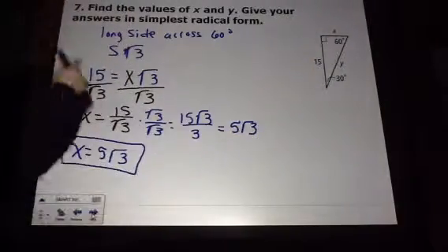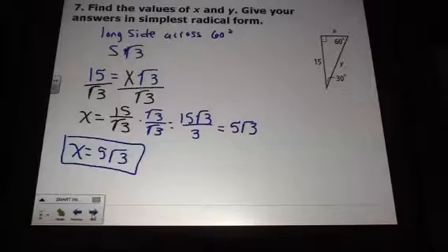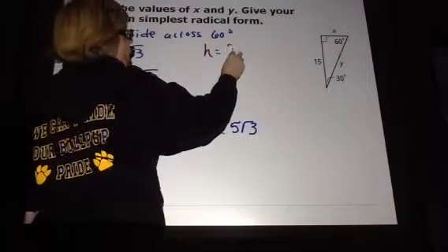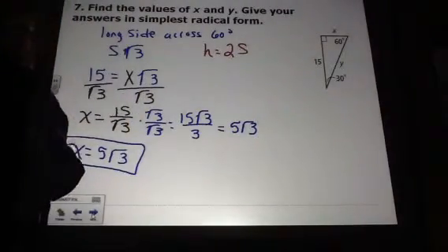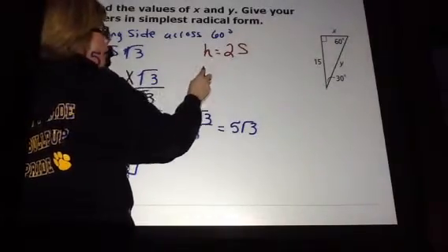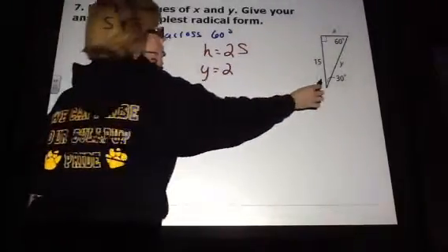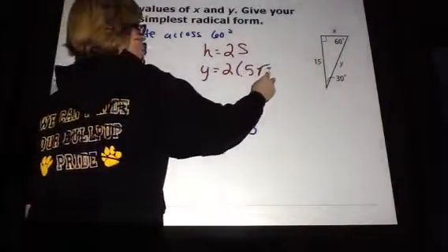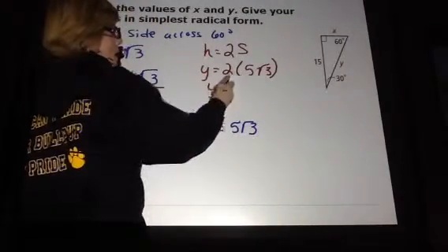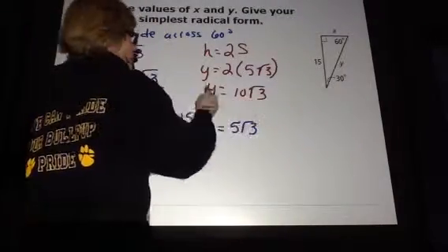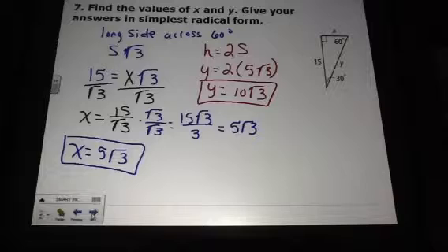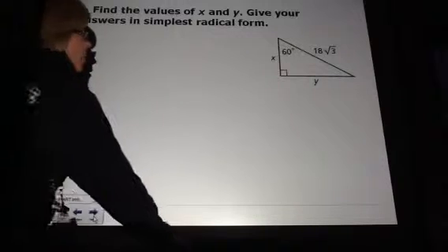Okay, now our y is our hypotenuse. Y is our hypotenuse, and remember our hypotenuse is where we take the shorter side and we double it. Okay, well let's substitute in. Our hypotenuse is y, and our shorter side is x. Well, x we said was 5 times the square root of 3. So y is 2 times 5, which is 10 square root of 3. Okay, I'm going to be quiet and let you all try this one on your own.